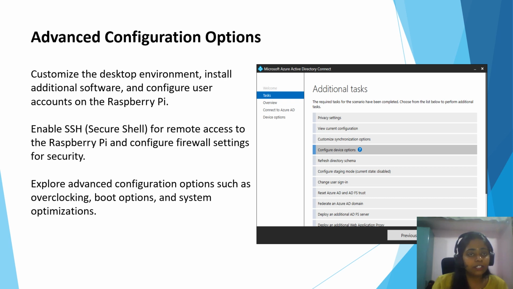So moving on to the next slide, we have advanced configuration options. Customize the desktop environment, install additional software, and configure user accounts on the Raspberry Pi. Enable SSH, that is nothing but secure shell, for remote access to the Raspberry Pi, and configure firewall settings for security. Explore advanced configuration options such as overclocking, boot options, and system optimizations.